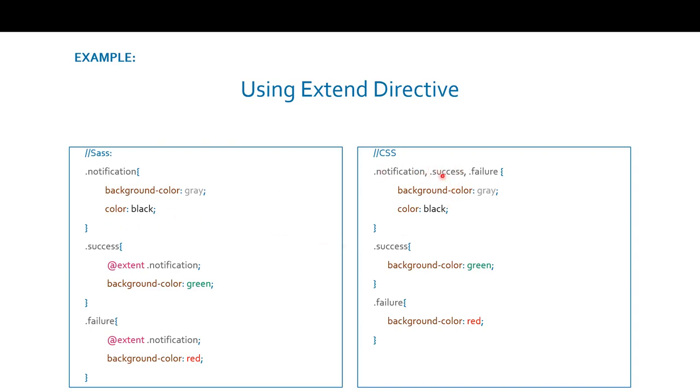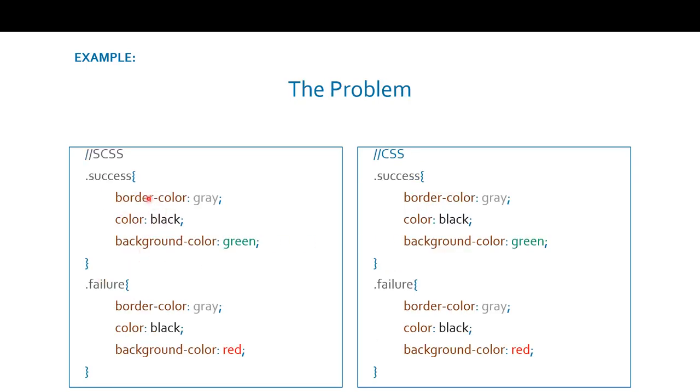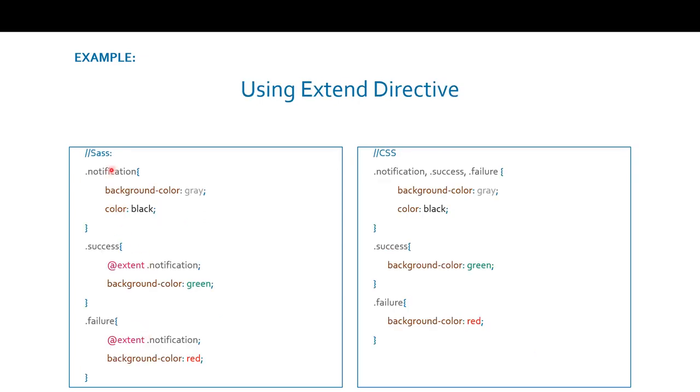If you just run this code here, this is what we have. But the important thing to note is that we have removed all this duplicated code and put it in another class object called notification, and then used notification with our extend directive on the objects that share these common properties. So I think the explanation is quite clear. This is how to use the extend directive.